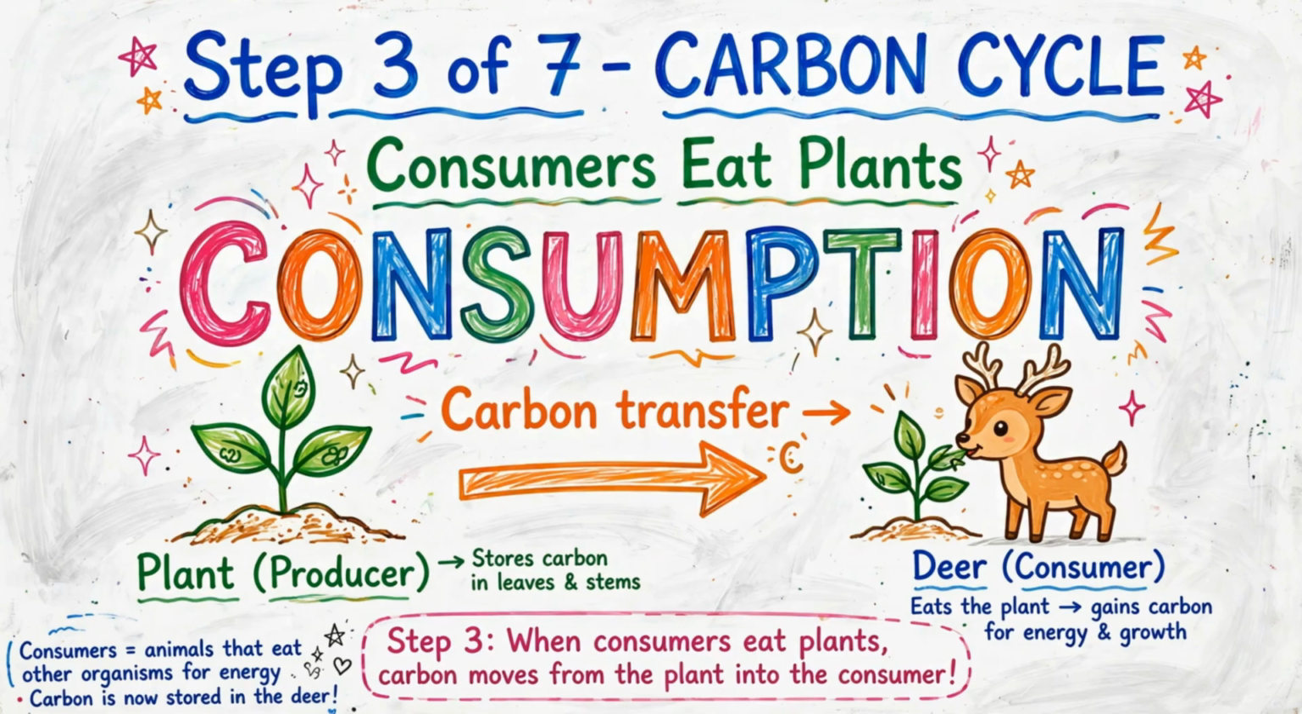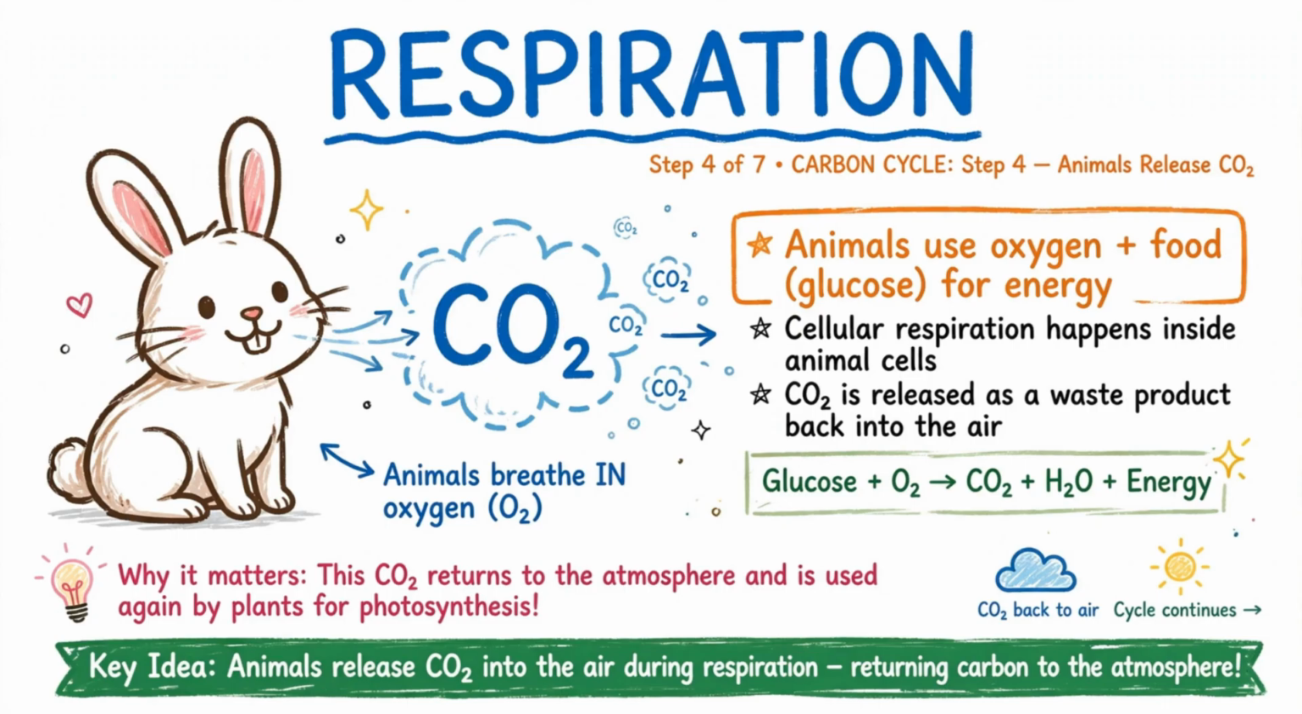Next, we have consumption. Animals, including us, eat those plants or other animals, moving that stored carbon into our own bodies. But what happens to that carbon? Through cellular respiration, living things use food and oxygen for energy. As a waste product, we breathe out CO2 back into the air, returning carbon to the atmosphere.